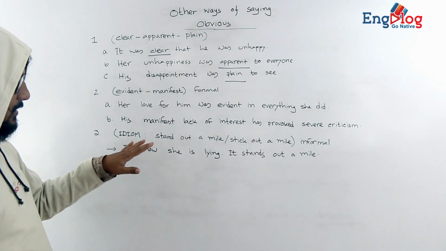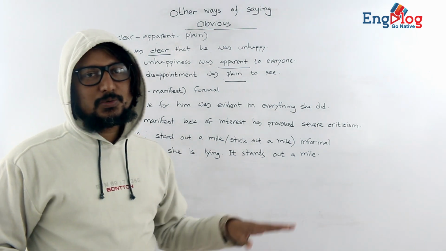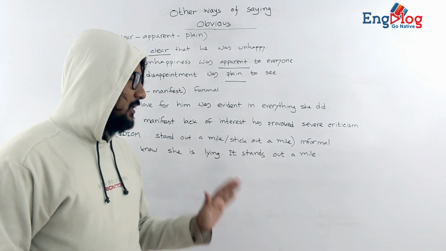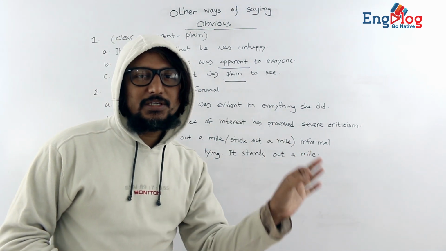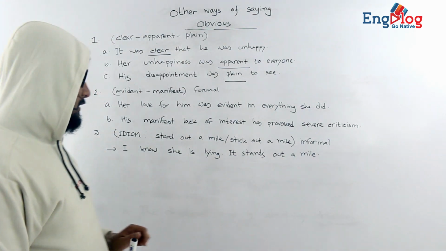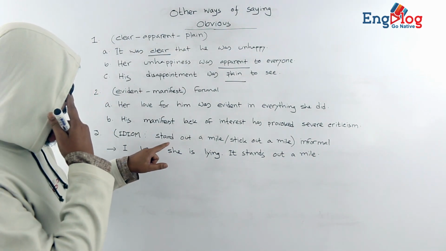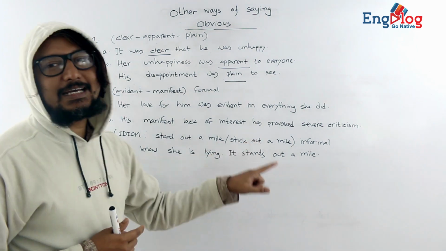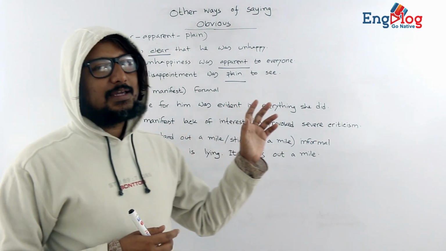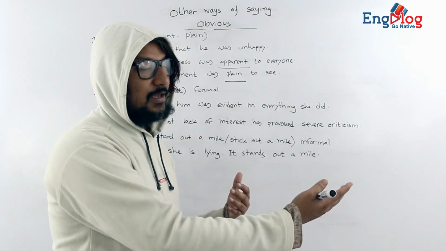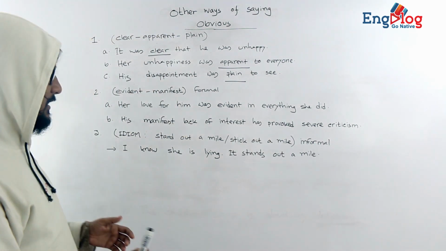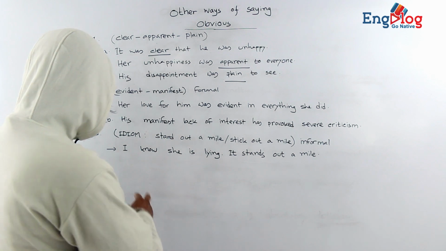There are some idioms you could use to talk about something obvious. All the idioms are informal, so be very careful when you deal with them. The example, the idioms are stand out a mile or stick out a mile. So something can be seen very far from you, if that thing is very clear, right? You can see it very far from you.